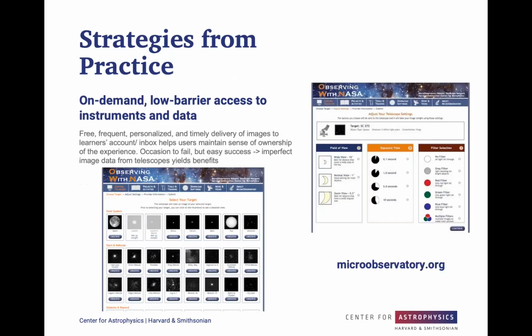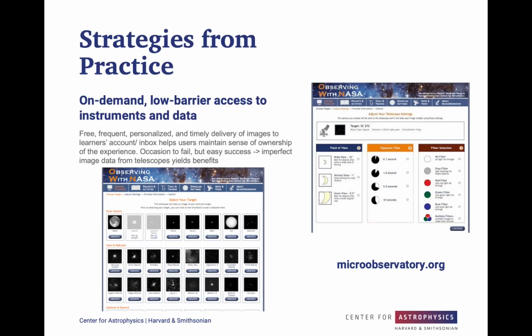Our MicroObservatory team has made some particular design choices to prioritize optimizing access at scale and optimizing usability and sense making for novice astronomy learners. So to do this, our Observing with NASA interface, for example, provides complete newcomers to astronomy a really easy on-demand way of getting data every single night. There's about 60 objects that people can take images of.